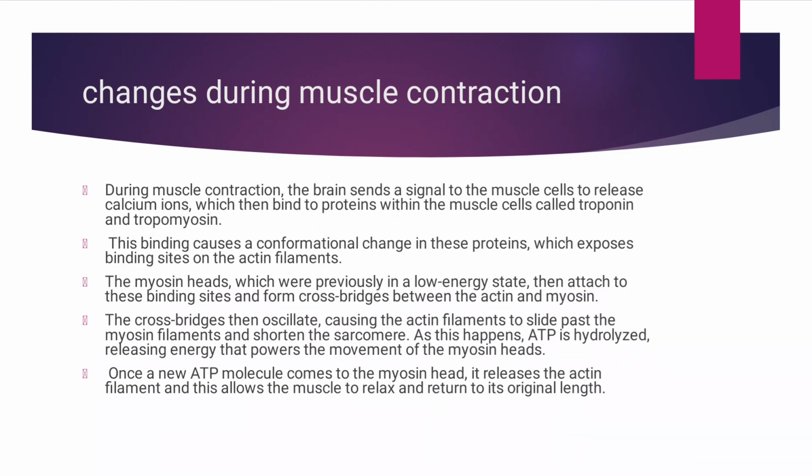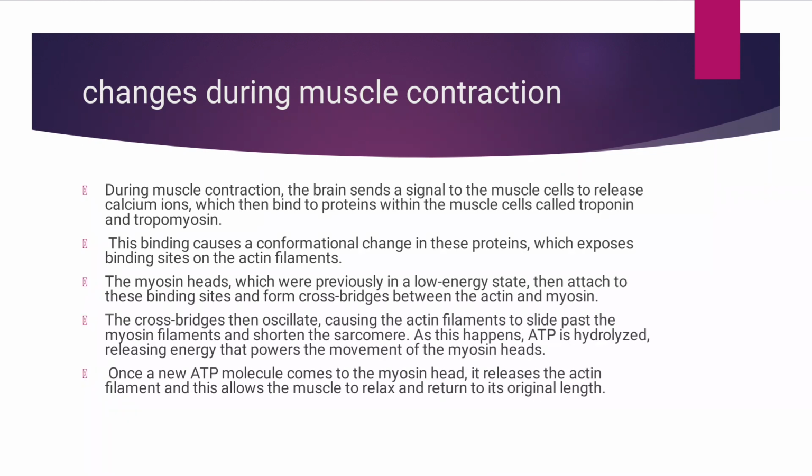During muscle contraction, the brain sends a signal to the muscle cells to release calcium ions, which then bind to the proteins within the muscle cells called troponin and tropomyosin. This binding causes a conformational change in these proteins, which exposes binding sites on the actin filaments. The myosin head, which was previously in a low energy state, attaches to these binding sites and forms cross bridges between actin and myosin.